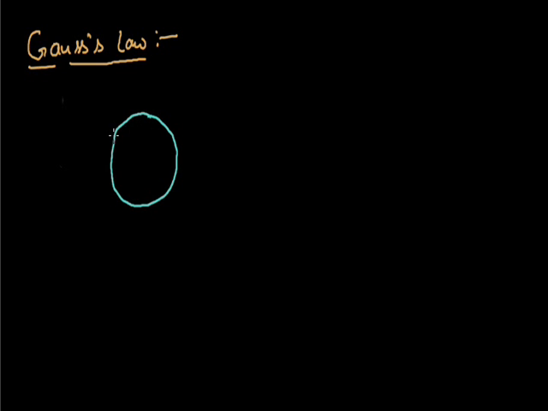Today we will start with Gauss law. We will discuss about the Gauss law. Gauss law is a simple application of Coulomb's law. To understand Gauss law, let's consider a sphere of radius r.